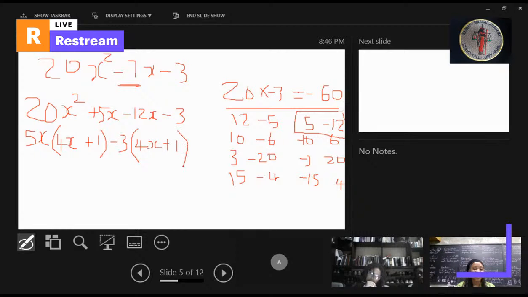So you notice the sign here has to be positive. So when you multiply it back with this negative 3, you end up with a negative 3. In the brackets, we have 4x plus 1. And outside the bracket, we have 5x minus 3. So look and tell me if you understand, if you have any questions.